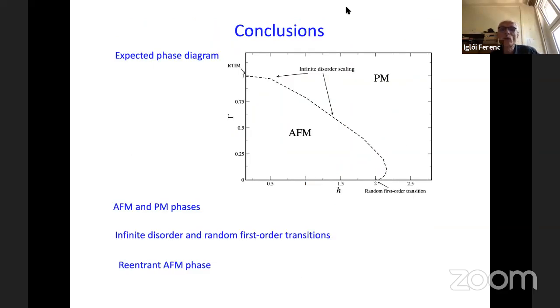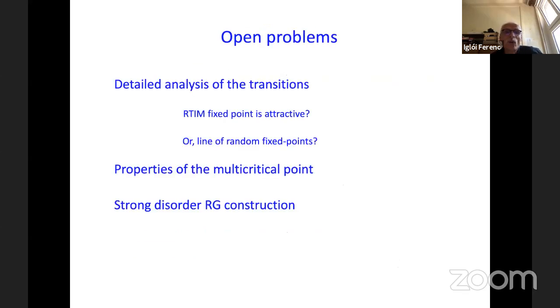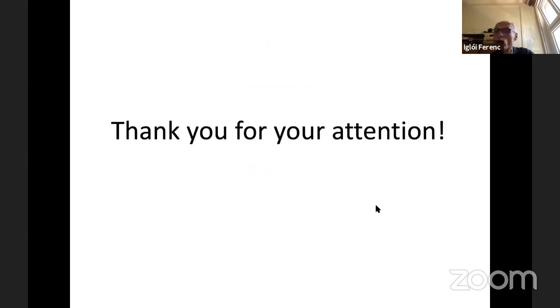And here are the conclusions. Here is the phase diagram. Having a random transverse Ising model, there is infinite disorder scaling, very probably in all of this part. We have a random first order transition close to small gamma. And here there is a reentrant antiferromagnetic phase. Okay, so we can ask several open problems. I am not going into the details here, but thank you for your attention.